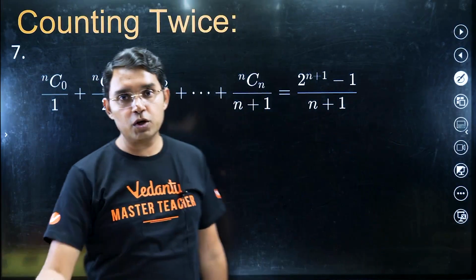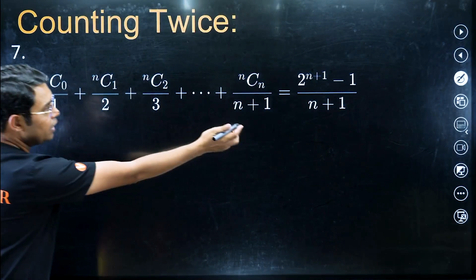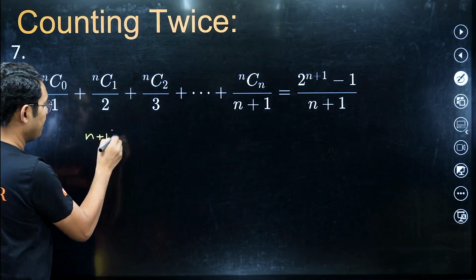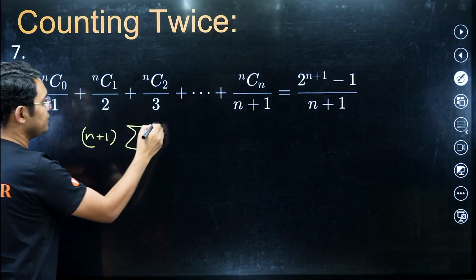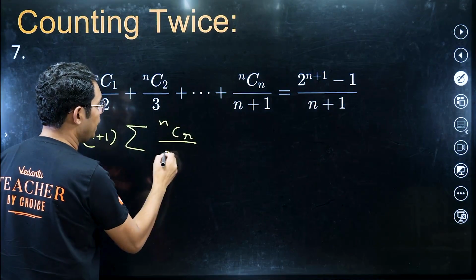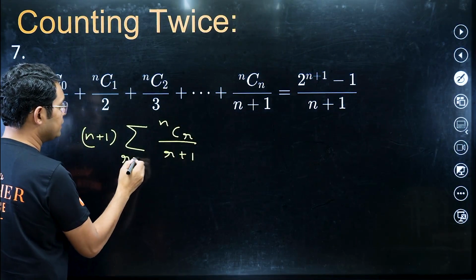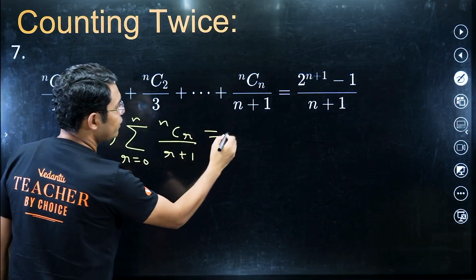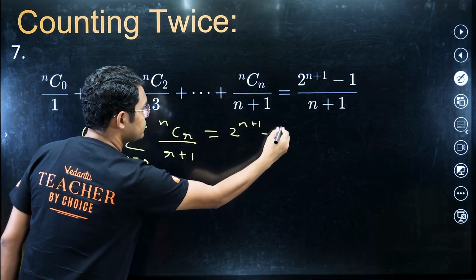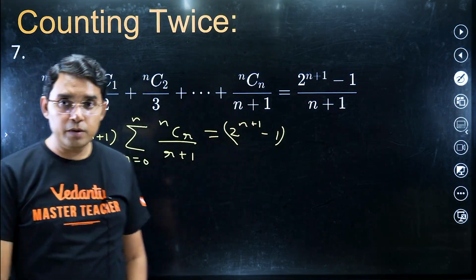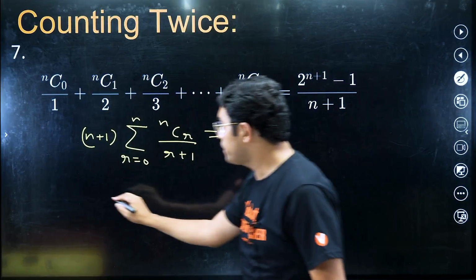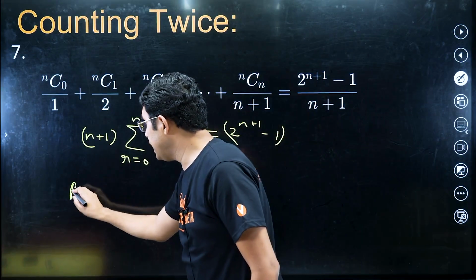To derive it using the counting twice principle, I will multiply n plus 1 here, and write this as nCr upon r plus 1, where r starts from 0 going till n, and we have to prove 2 raised to the power n plus 1 minus 1. Now, to derive this, I will assume there are n plus 1 students. On the right hand side, I'll do first.